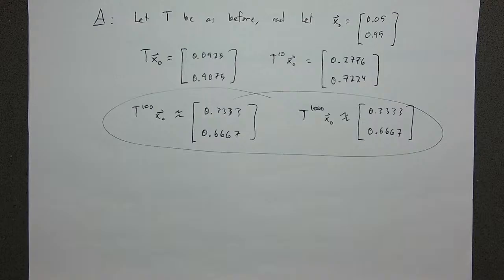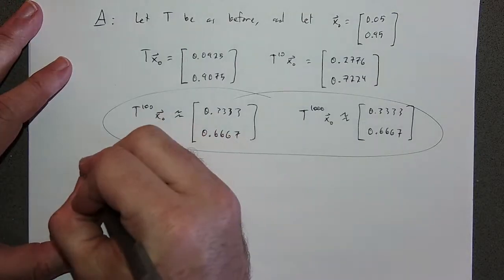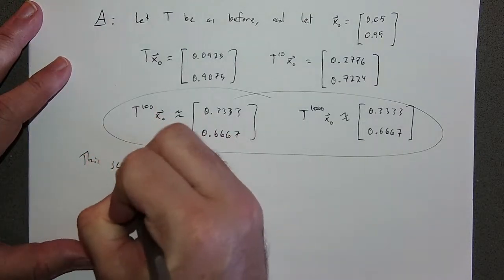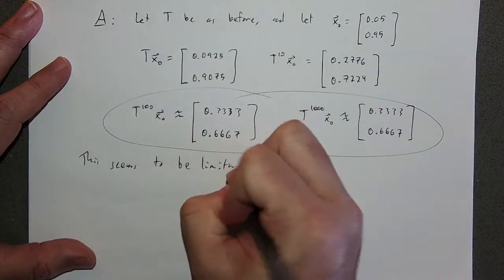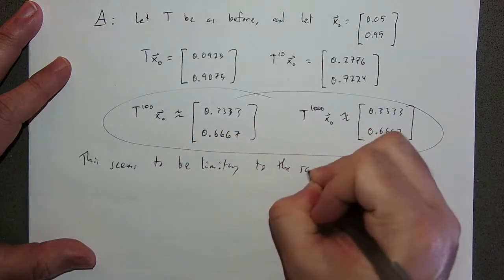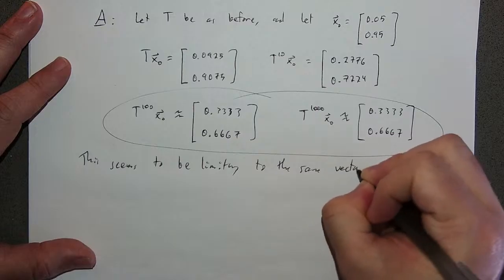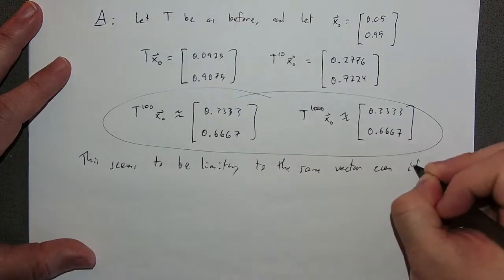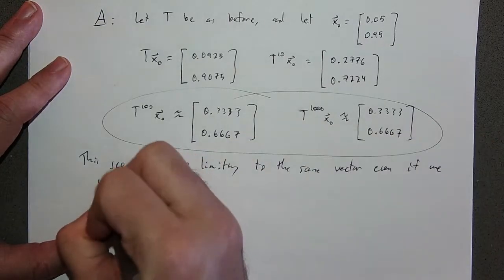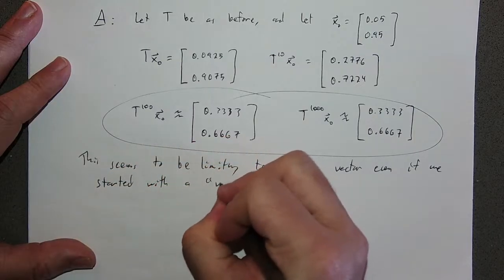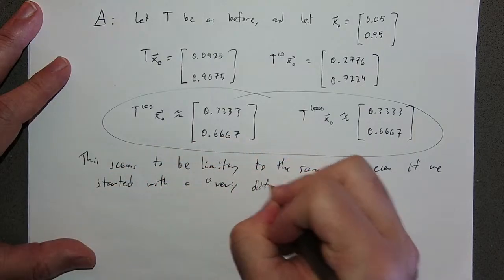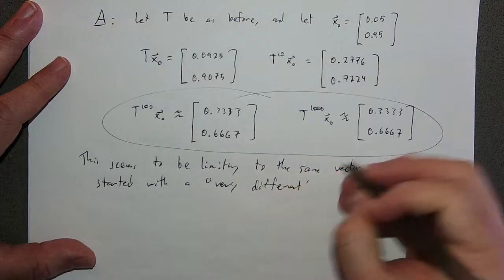Well, that's interesting, right? So this seems to be limiting to the same vector, even if we started with a very different, not just different, vector x naught.